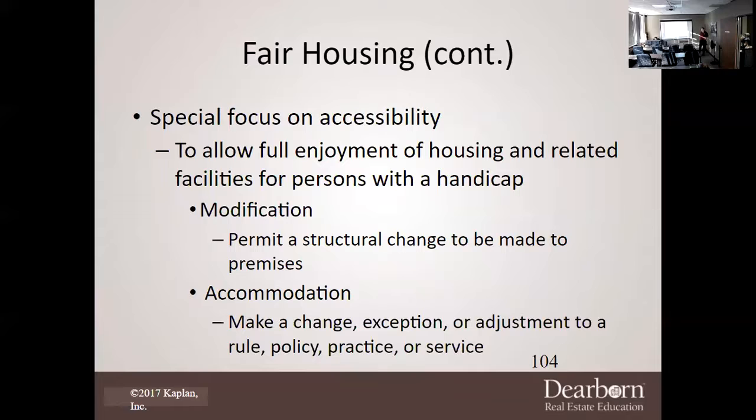So that means there has to be reasonable modifications, such as a permit, a structural change to be made on the premises, or accommodations, make a change, exception, or adjustment to a rule, policy, practice, or service. Now I can tell you, and Ms. Leela probably will tell you, some people truly need this. They truly may need some of these. But then unfortunately you have people out there that don't need it or are taking advantage of it.